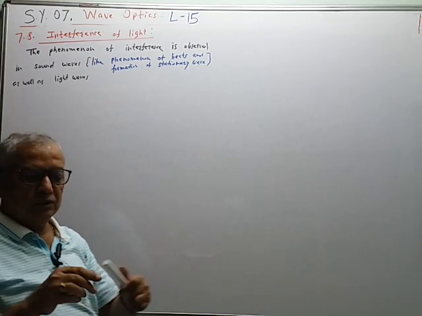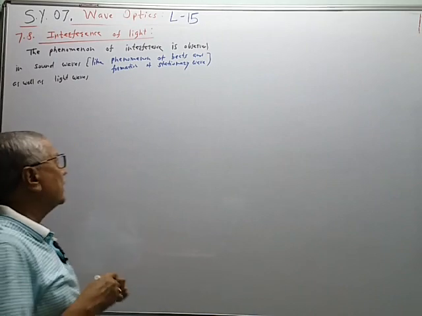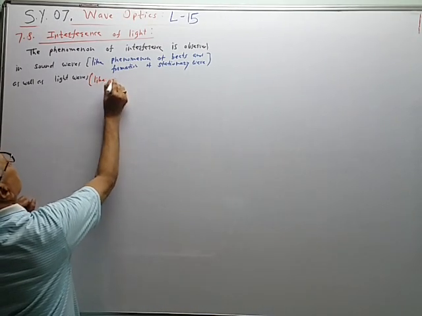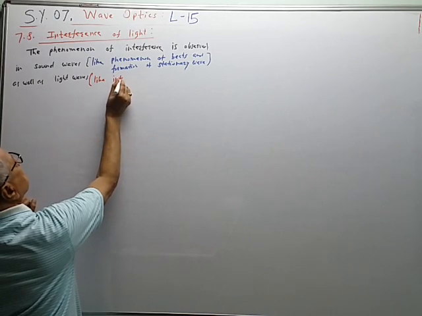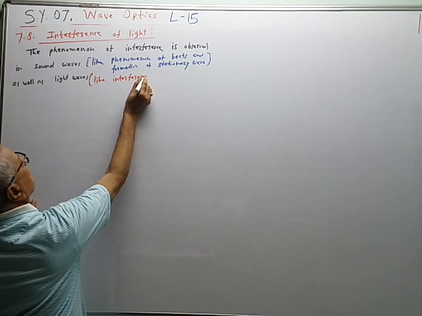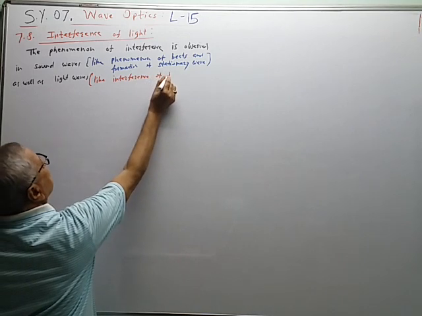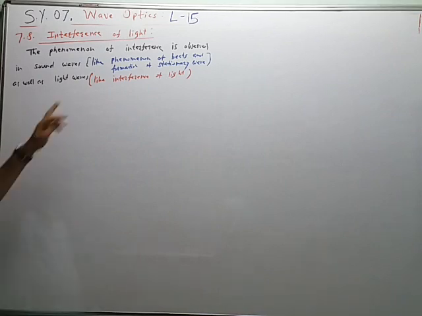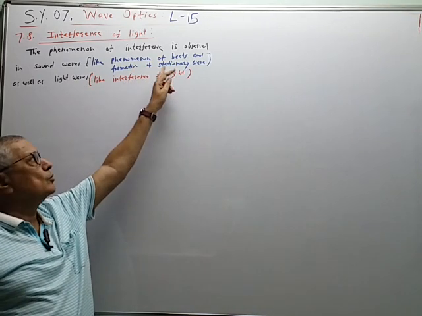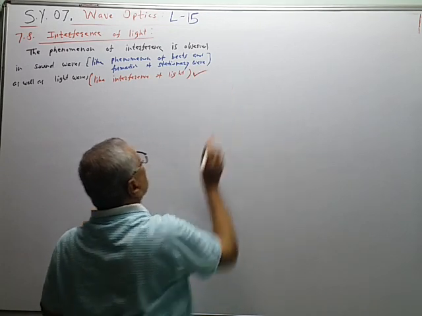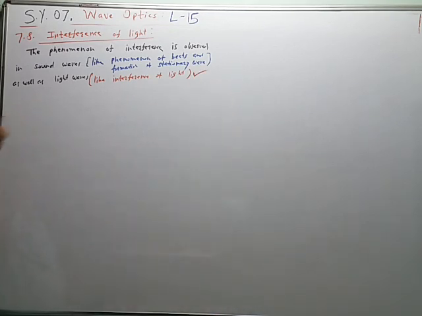As well as light waves. So in case of light wave, it is called interference of light. So this part we have already seen in sound section. Now we are going to see this part, interference of light.